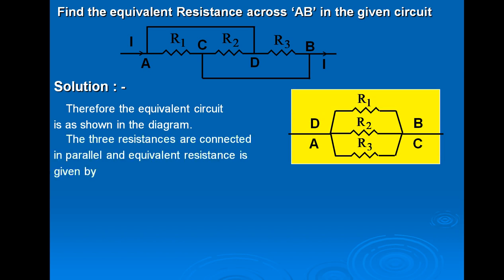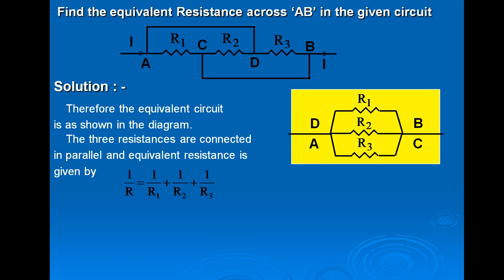The three resistances are connected in parallel and equivalent resistance is given by 1 upon R is equal to 1 upon R1 plus 1 upon R2 plus 1 upon R3.